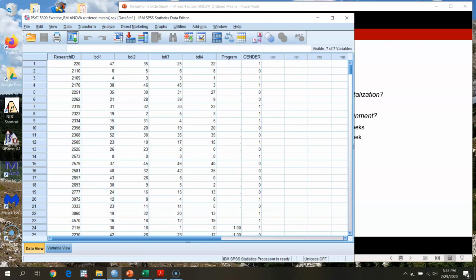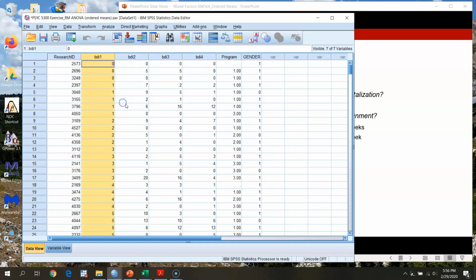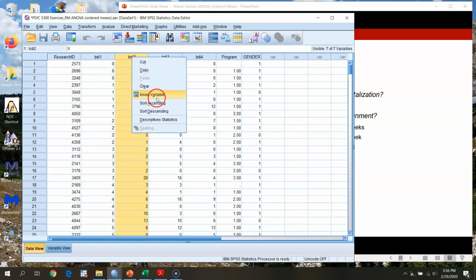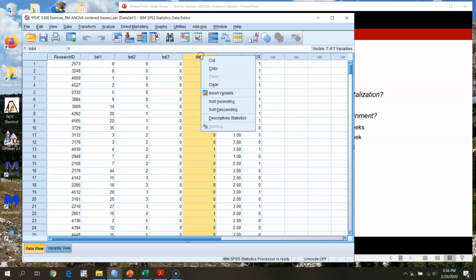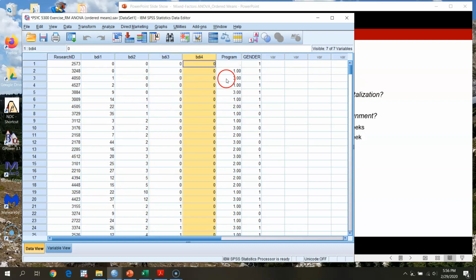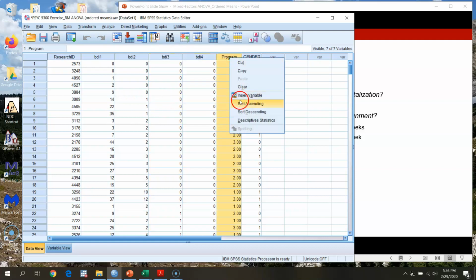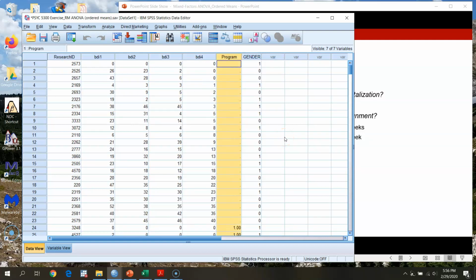All right, so we're going to be working with our ordered means data set here. We're not going to worry about screening this. The only thing that I will do is take a look and see if we've got missing data. So I'm just sorting here in SPSS. Our depression scores look all good. We're not missing any depression scores, but it looks like we have some missing scores in program.